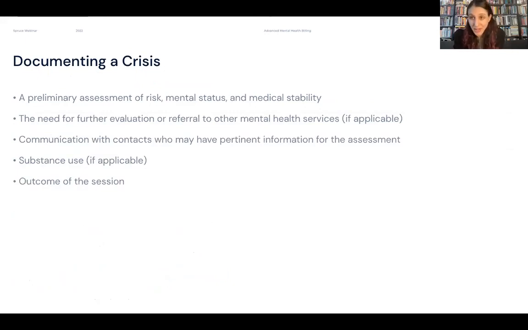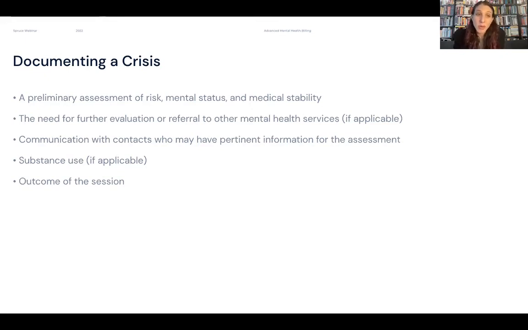As you can imagine, insurance companies are not super thrilled to reimburse crisis codes. It's important that the crisis you're documenting be fully documented so that when the insurance company receives this, they are willing to reimburse you for it without putting up a fight. For that to be true, these are the elements that need to be in your documentation.